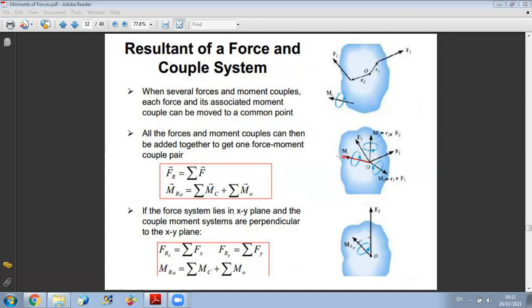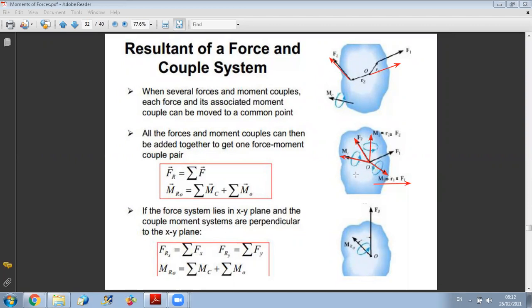Now, when I want to move F1 to O, when I want to place it at O, I should add its moment about O. So I should add M1 equal, what is the moment of F1 about O? It's R1 vectorial F1. So this represents the moment of F1 about O. And when I want to displace F2 to O, also I should add its moment about O. So I put F2 at O, but also I add its moment about O, which is calculated as R2 vectorial F2. And once I do this step, now the resultant force will be the sum of forces.